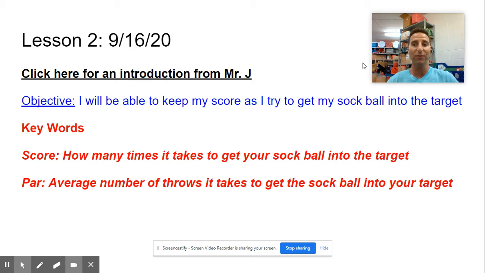We're going to start with the first keyword, and that is score. The score is how many times it takes to get your sock ball into the target. In real golf, that would mean how many times it takes a golfer to get his or her ball into the hole on a golf course.